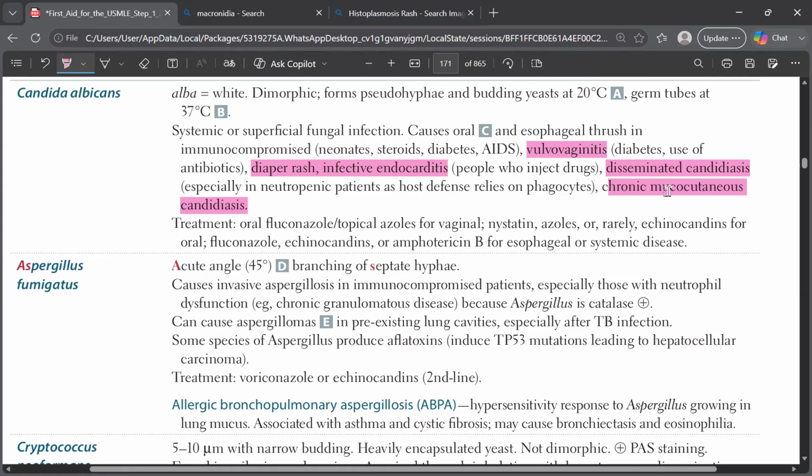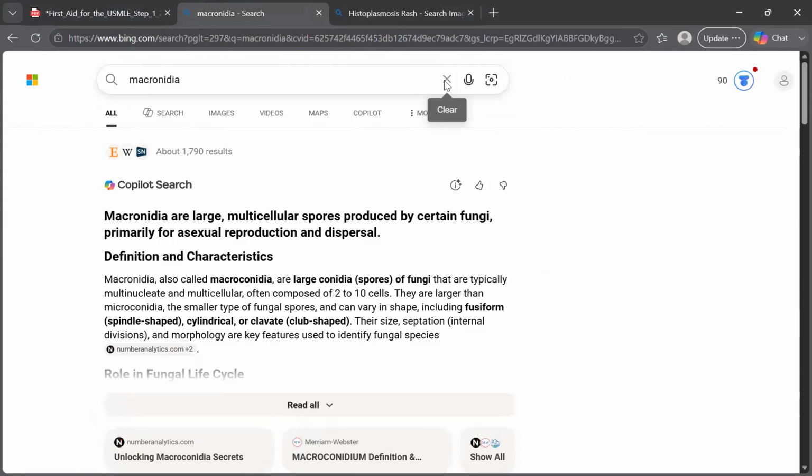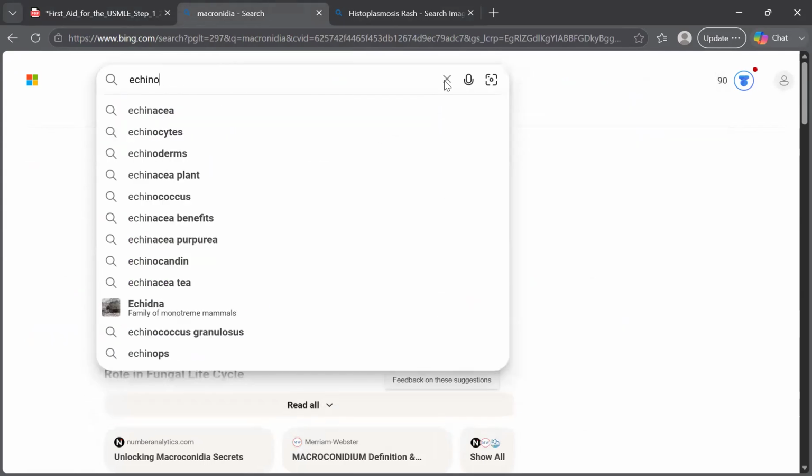The treatment is again oral fluconazole or topical azoles for vaginal, nystatin, azoles or echinocandins for oral, and fluconazole, echinocandins, or amphotericin B for esophageal or systemic disease. So you use fluconazole or topical azoles for vaginal and esophageal, but you use nystatin or echinocandins for oral. It is again my first time hearing about echinocandins.